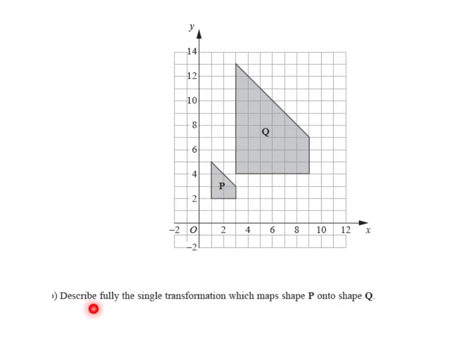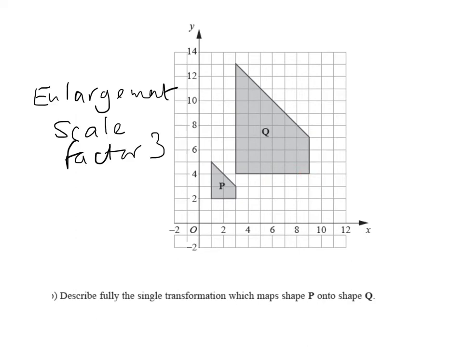So in part 2, we need to describe fully the single transformation which maps shape P onto shape Q. It's fairly obvious it's an enlargement, so we'll write that down first. The scale factor can be found fairly easily by just looking at two corresponding lengths. If we look at the base length, it's 2 in P, and it is 6 altogether, from 3 up to 9, so that's 6, so it's an enlargement scale factor 3. But the tricky bit is finding the centre.